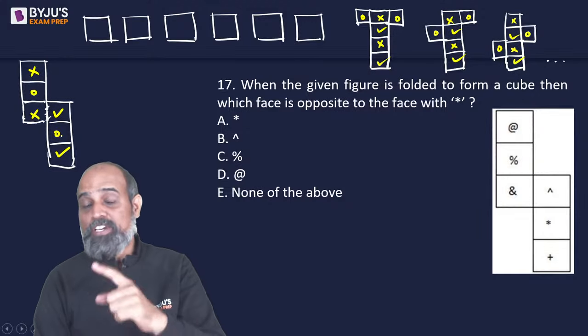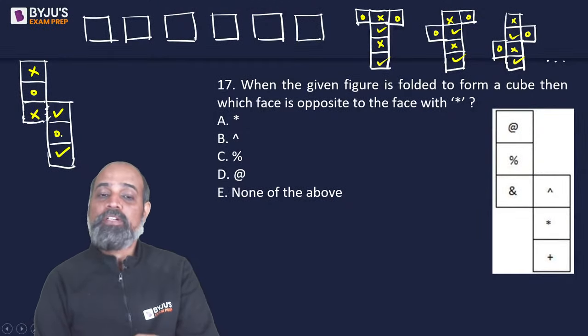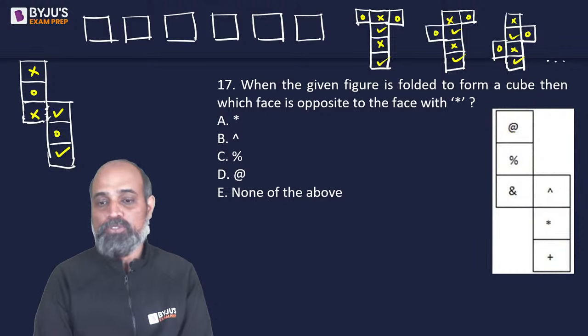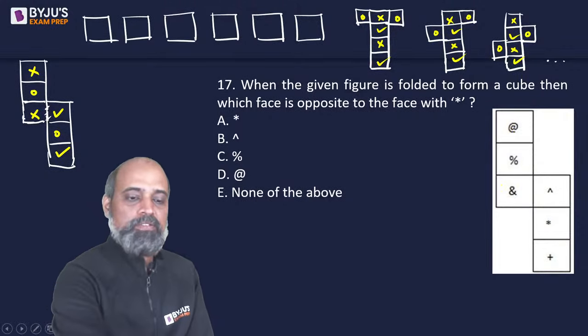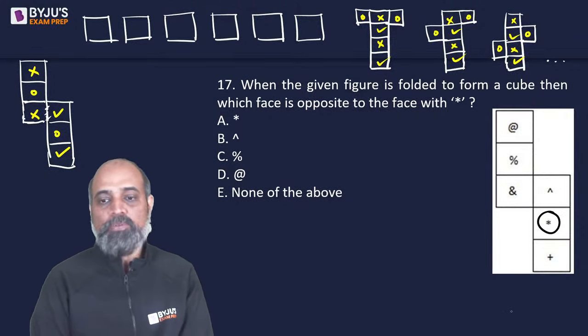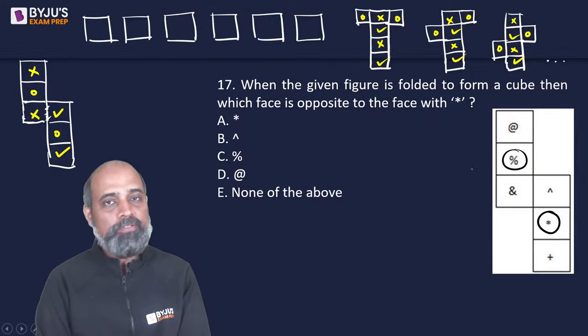So when the given figure is folded to form a cube, then which face is opposite to the one with asterisk? इसके ऑपोजिट कौन सा होगा? इसके ऑपोजिट ये वाला होगा.